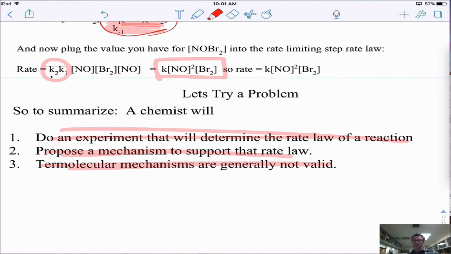If we have an intermediate, something that's created in one reaction and used up in the next reaction, we have to get that out of the rate law expression by substituting in with the fast step components.